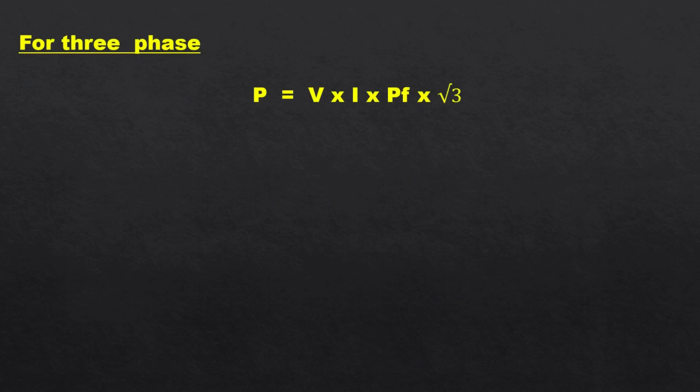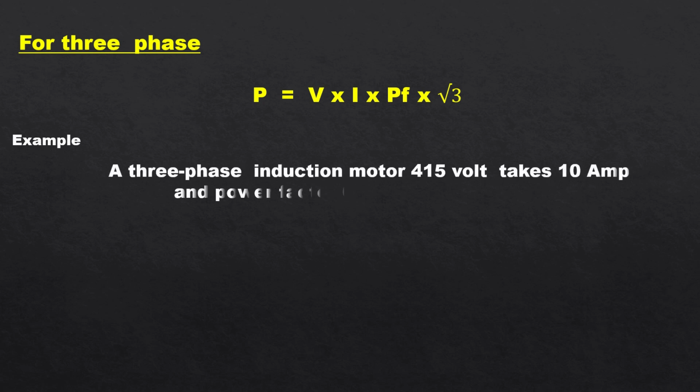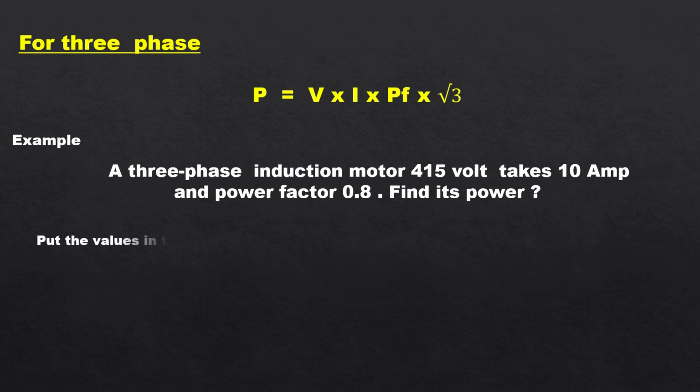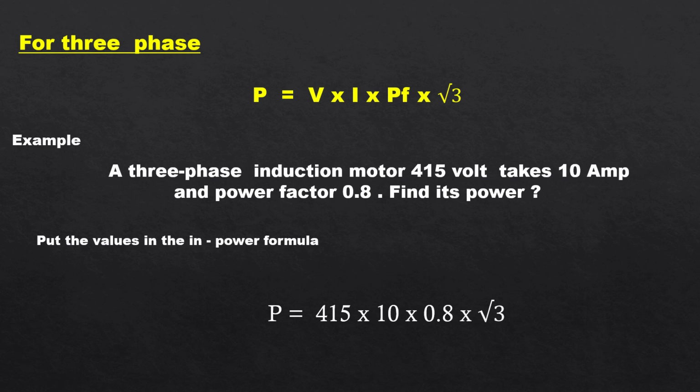For three phase, the formula is P is equal to V multiplied by I multiplied by power factor multiplied by under root 3. For example, a three-phase induction motor 415 volt takes 10 ampere and power factor is 0.8. Find its power. So now put the values in this formula. 415 multiplied by 10 multiplied by 0.8 multiplied by under root 3. So the answer becomes 5750 watts.